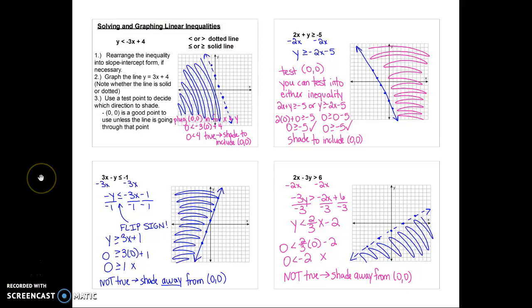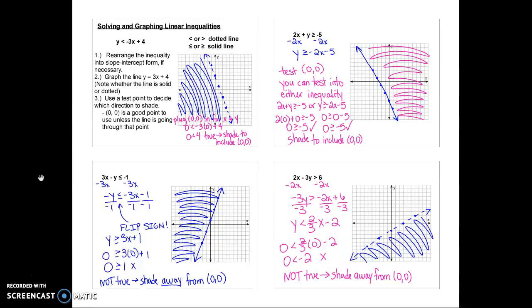Okay, this is concept number 3, which is solving and graphing linear inequalities. It's very similar to what we've done in the past towards the beginning of the year where we were graphing equations, except for now it's an inequality sign. Instead of y equals, it's going to either be y less than, y greater than, less than or equal to, or greater than or equal to. It's going to have an inequality sign instead of an equal sign.